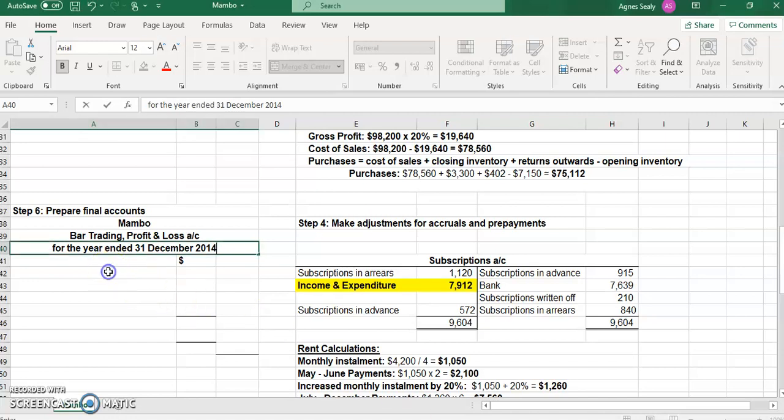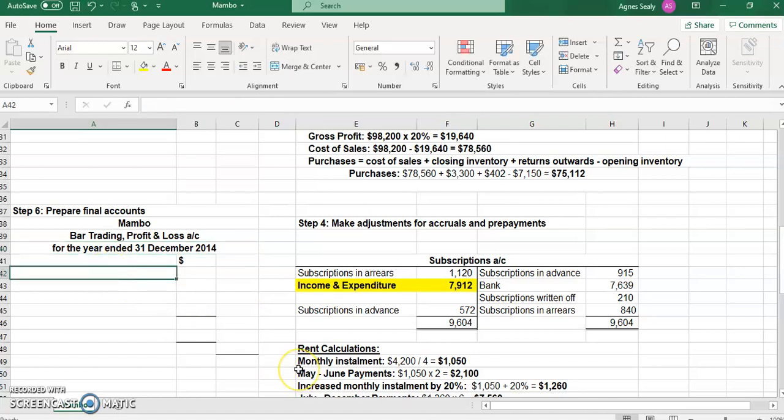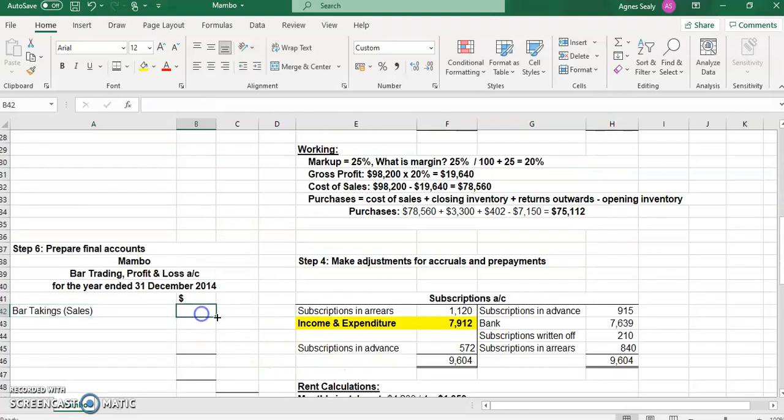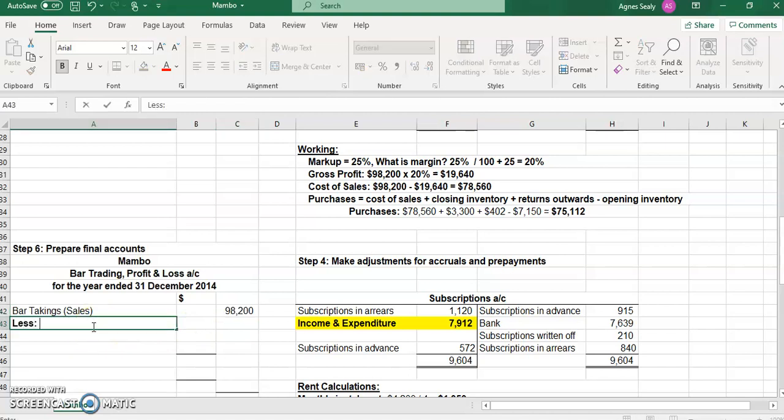Our bar trading account is going to start with our bar sales, so our bar takings that they give us in the question, which is our bar sales. And that is in my receipts and payment account, so I can easily go back here and pick it up. My bar sales, $98,200. And then there's less my cost of goods sold or cost of sales.